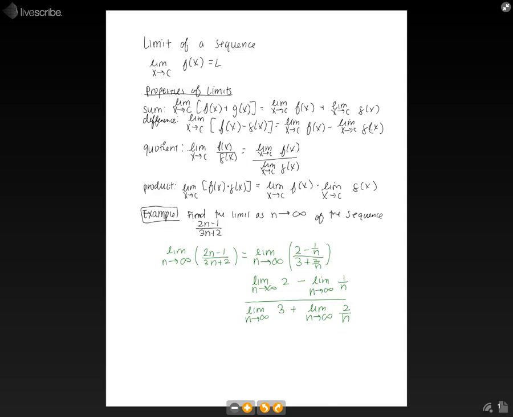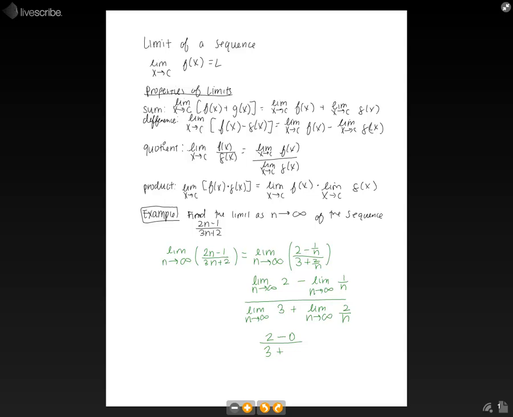So the limit as n approaches infinity of 2, because it's just that number, is 2. And that's subtraction. The limit as n approaches infinity of 1 over n, so you'd have 1 over infinity, and that is equal to 0. Over the limit as n approaches infinity of 3 will give you 3, and that's plus.